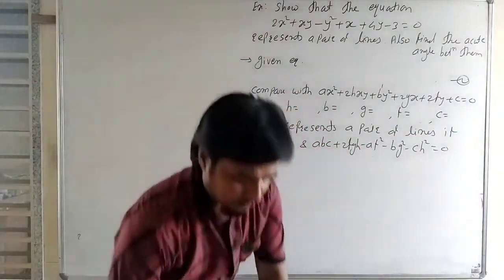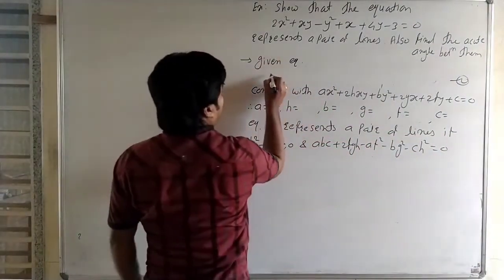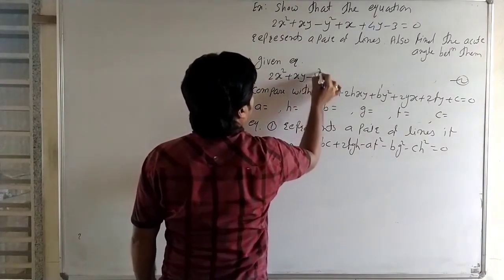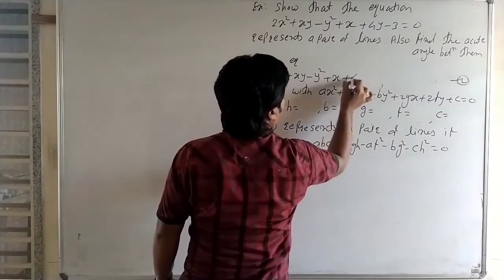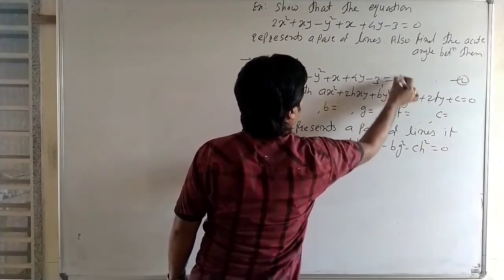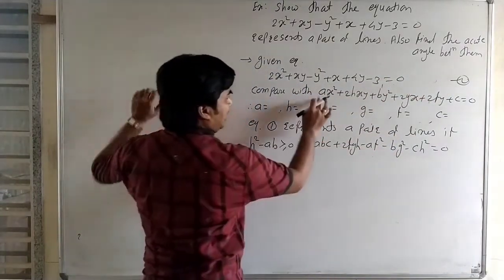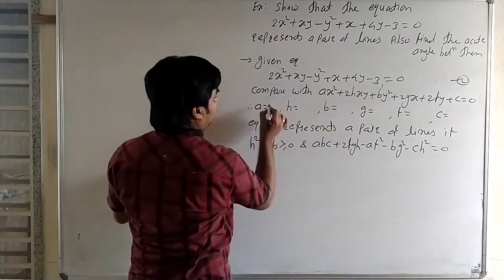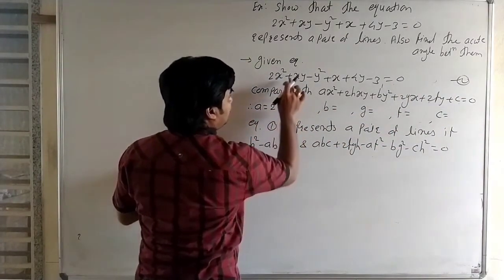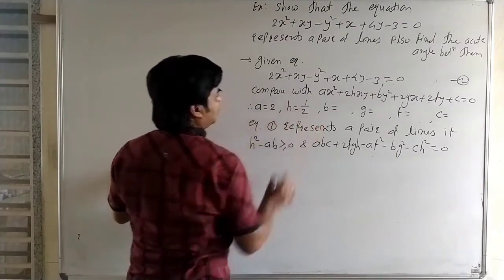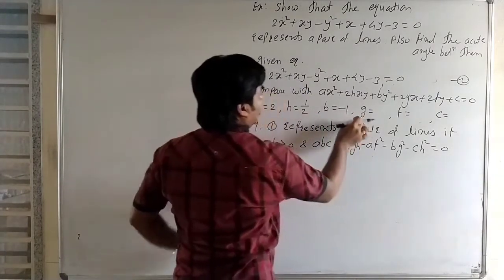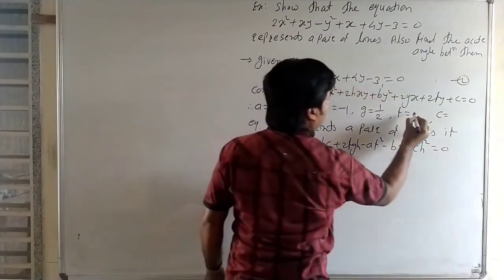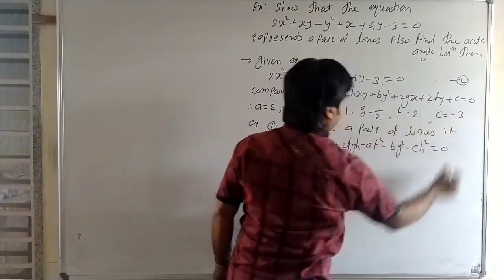Now same example, given equation 2x square plus xy minus y square plus x plus 4y minus 3 is equal to 0. It is equation number 1. Compare with ax square plus 2hxy plus by square plus 2gx plus 2fy plus c equal to 0. Therefore a is equal to 2, 2h is equal to 1, therefore h is equal to 1 by 2. Okay. b is equal to minus 1, 2g is equal to 1, therefore g is equal to 1 by 2, 2f is equal to 4, therefore f is equal to 2 and c is equal to minus 3.